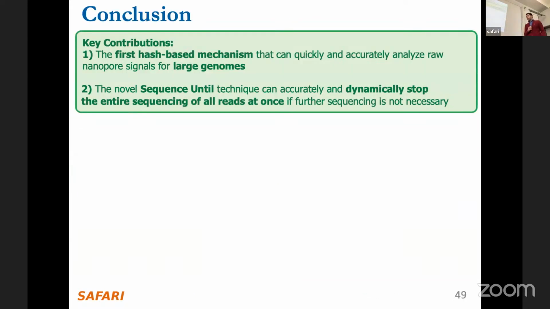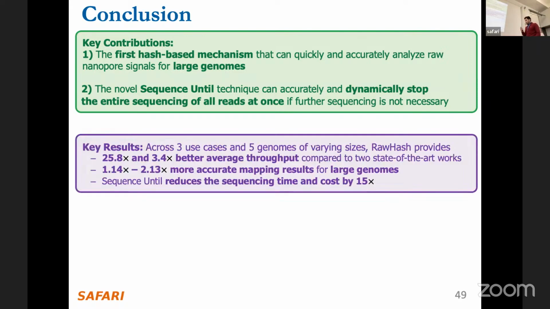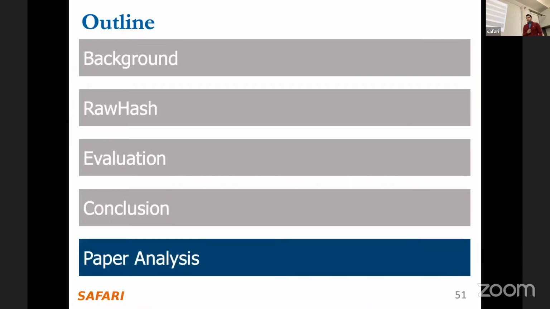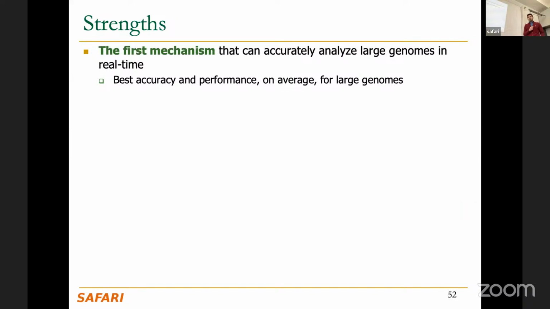To conclude, there are two key contributions in RawHash. One is the hash-based search mechanism, the second is the sequence sampling mechanism. It improves the throughput, accuracy, and sequencing time and cost significantly by its efficient and accurate mechanisms. Based on this paper, the authors conclude that there are many opportunities for analyzing raw signals in real time, for example, using existing solutions for hash-based search and using cheap indexing and so on. So this is RawHash, and with that, I'll quickly go into the analysis part of this paper.